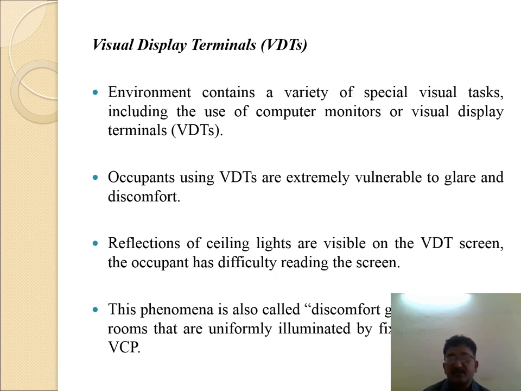And the next one is the VDT. A VDT environment contains a variety of special visual tasks, including the use of computer monitors or visual display terminals. Occupants using VDTs are extremely vulnerable to glare and discomfort. The reflections of ceiling lights are visible on the VDT screens, and occupants have difficulty reading the screens. This phenomenon is called discomfort glare, in rooms that are uniformly illuminated by the fixtures.